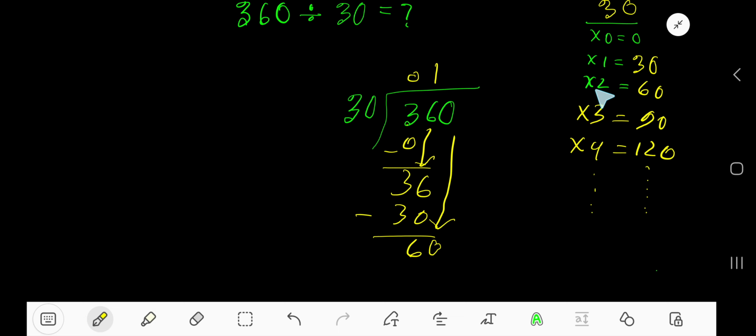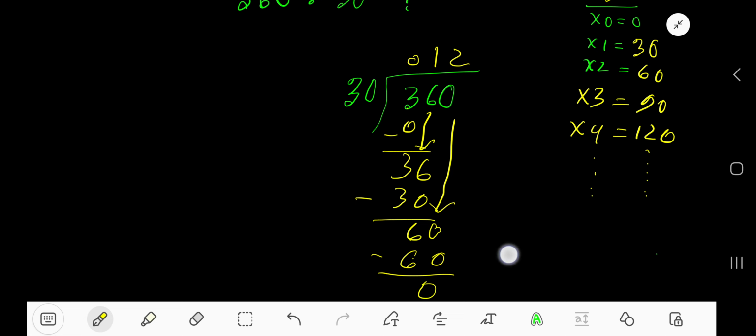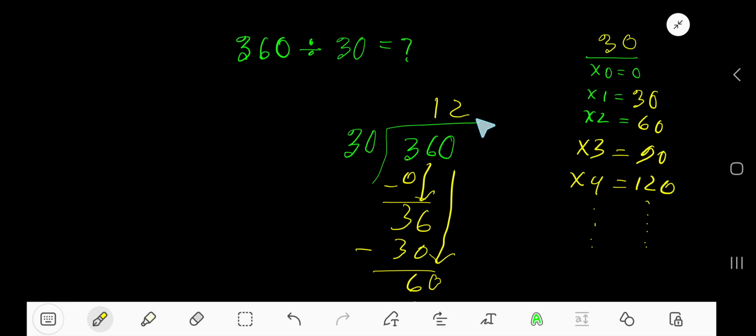30 goes into 60 how many times? 2 times. 2 times 30 means 60. Subtract, you are getting 0. So 0, 1, 2 means 12 is our answer.